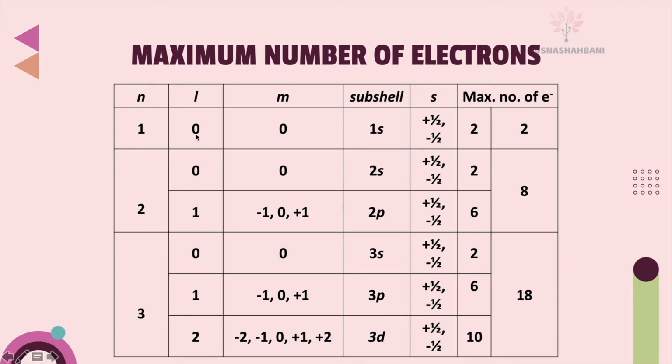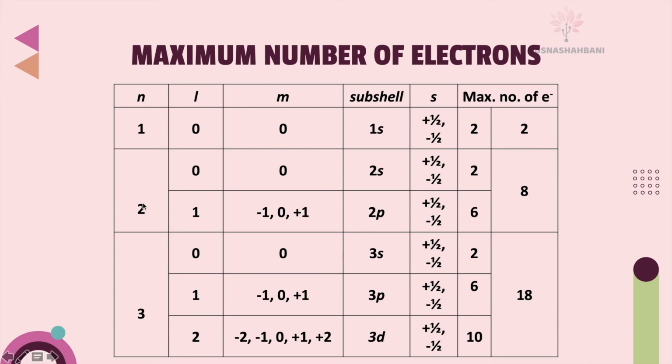For L equal to 0, n equal to 1, m equal to 0, because m values depend on the value of L. Our subshell is nL, so 1s, subshell 1s. S is the electron spin quantum number, positive half, negative half. So the maximum number of electrons in one subshell is 2 electrons. One electron positive half, another electron negative half.